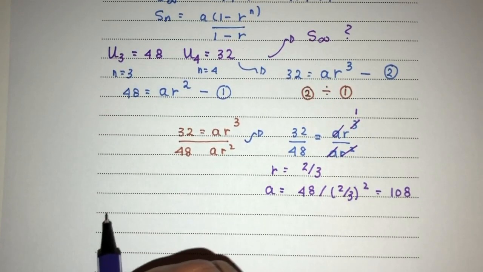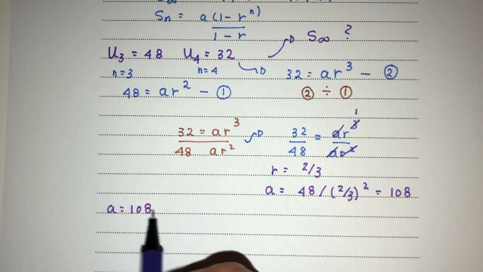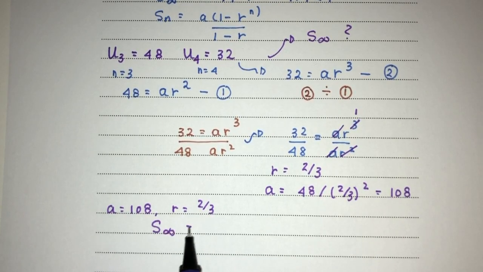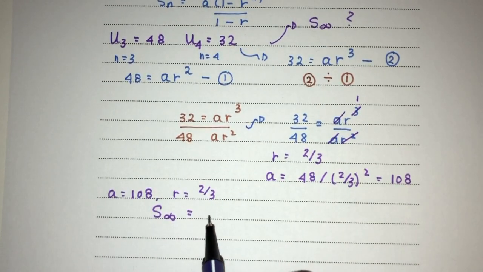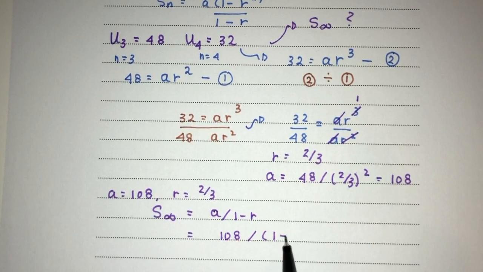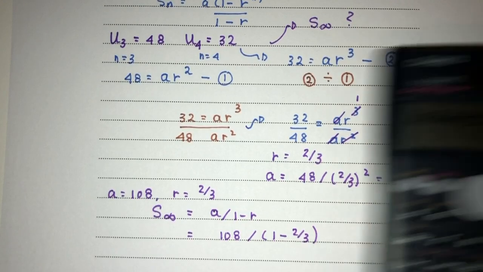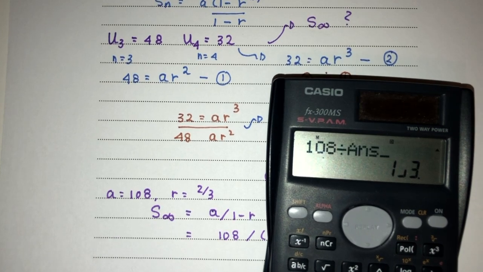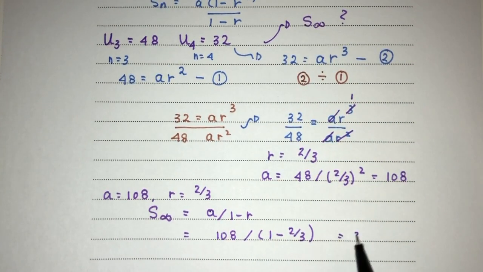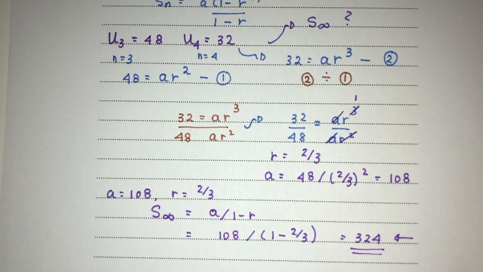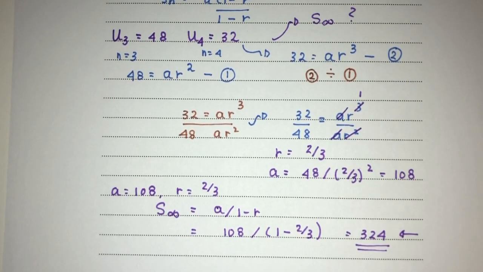Okay, so right now we have the first term, which is 108, and the r term, which is 2 over 3. We can find the sum to infinity by using the formula that we know, it is a over 1 minus r. a is 108 divided by 1 minus 2 over 3. So 108 divided by 1/3, that should be 324, sorry, as your answer. That is your sum to infinity of the progression. That is your question 8a.